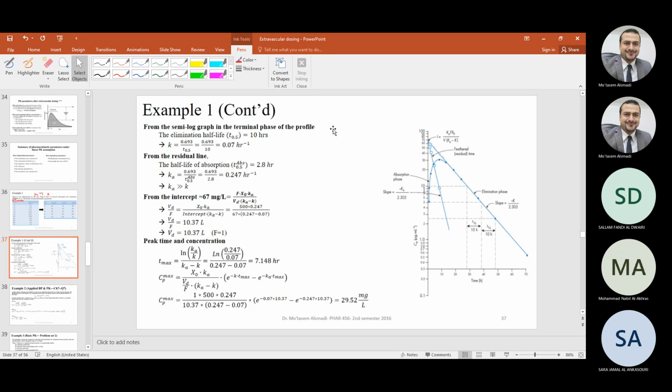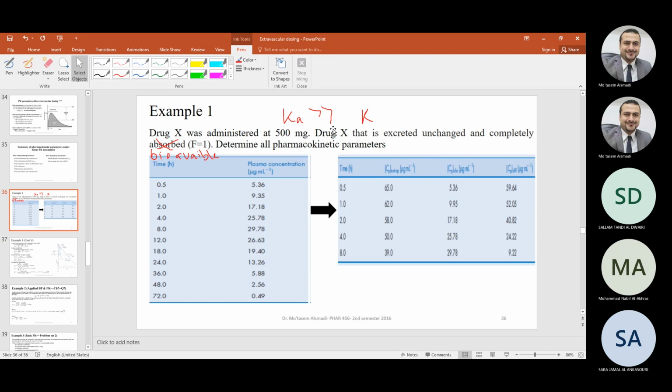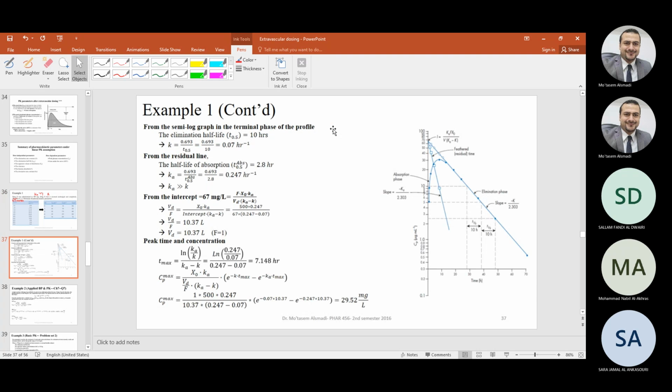So the elimination rate constant is relevant to what? To the terminal slope, because it's the slower process. Okay? And what about the absorption rate constant? It's relevant to the residual line. Okay? Because it's the faster process. Which one has a higher slope, the residual line, which is this one, or the elimination phase line? This one has a higher slope, right? As we mentioned before, we are making the assumption Ka is larger than the K. So the Ka will be related to the faster slope, right? Which is the residual line.